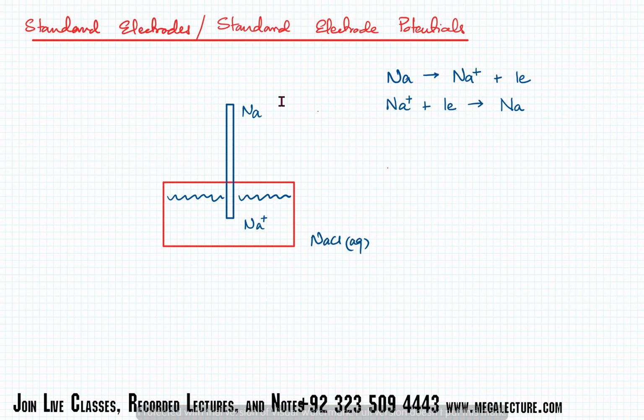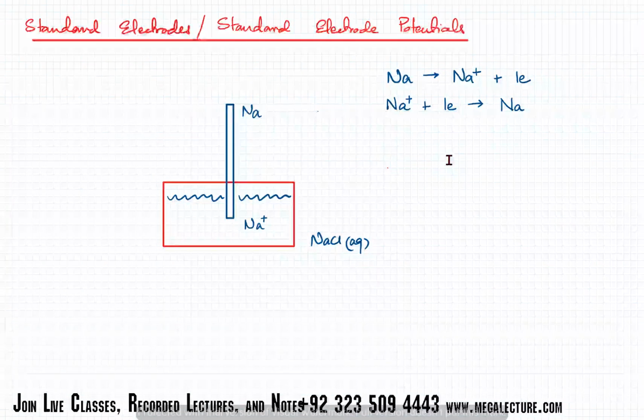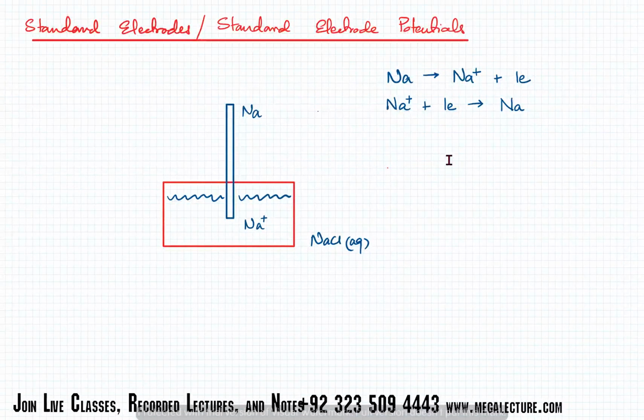There are two possibilities, right? Either sodium would lose electrons or the sodium ions in the solution would gain electrons. So which one is more likely to happen? The sodium will lose electrons. It doesn't really like to gain electrons. Sodium likes to really strongly lose electrons. So we know that the first equation is going to happen. We already know this. So sodium atoms would start turning into sodium ions and they would start dissolving.